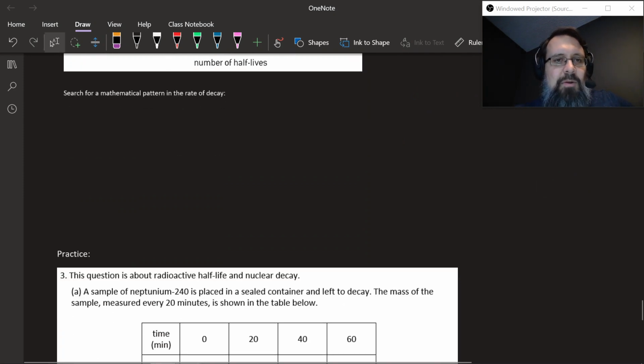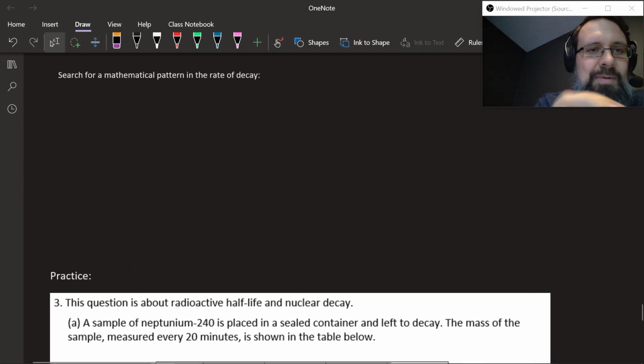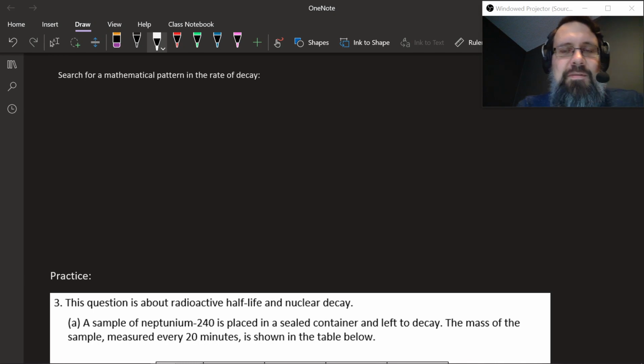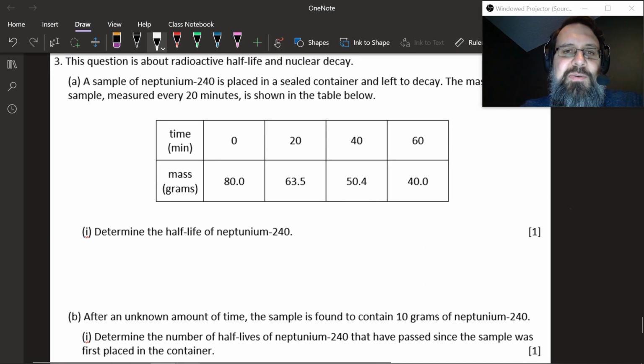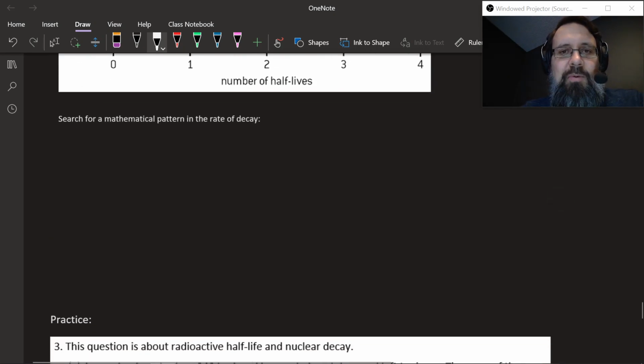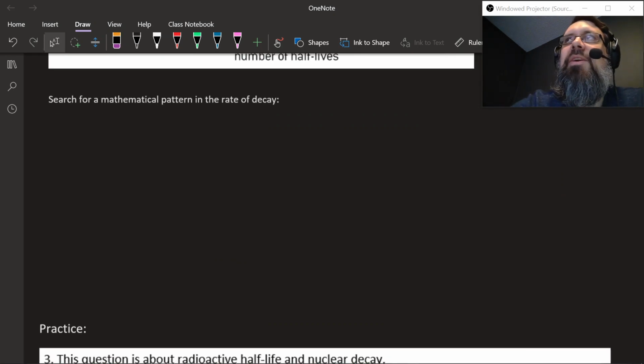Search for a mathematical pattern in the rate of decay. All right, I'm going to end with this. If you want to stay tuned, I will actually solve a practice question, which is very similar to the one on the worksheet that I gave you. But I want to finish this up here. I believe I'm at my 30-minute mark here.